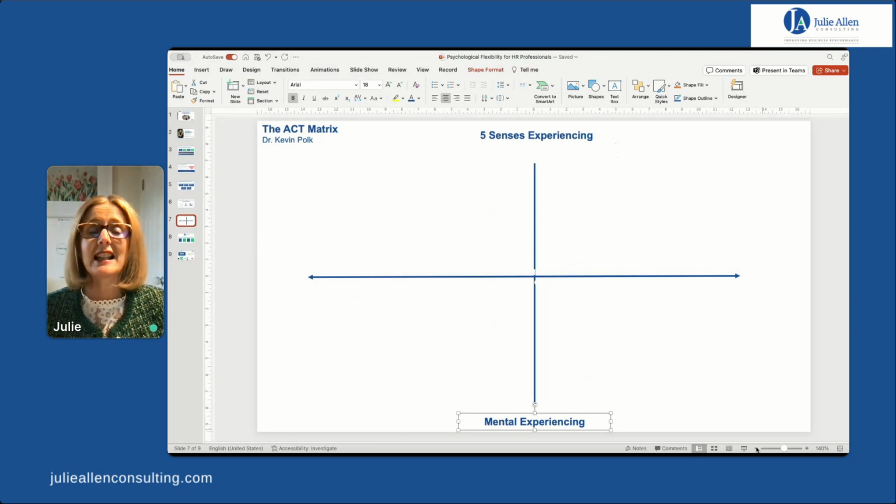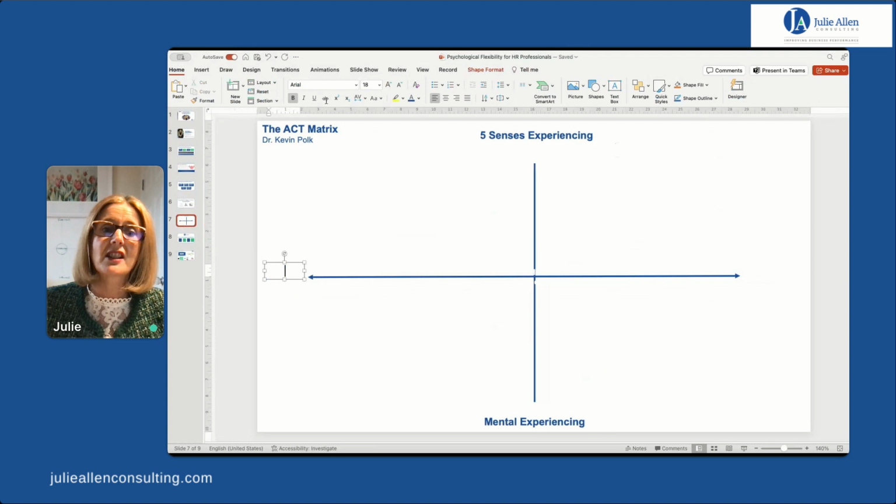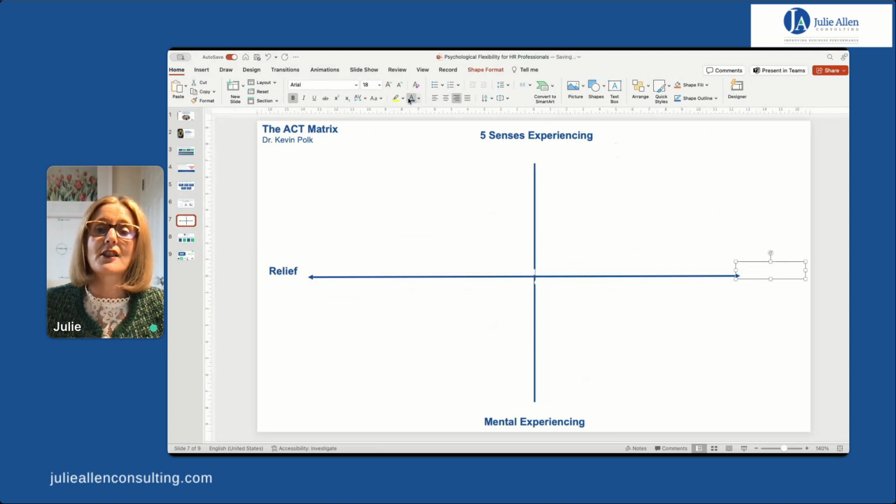So the vertical line is an experiencing line, and we are thinking about what we do with our 5 senses and also what that creates in terms of mental experiencing. Also, when we experience thoughts and feelings, we often do things, which is what I would see or hear in 5 senses experiencing. Now, also what you want to do on the left side of the horizontal line, you want to write relief. And on the right side of the horizontal line, satisfaction.